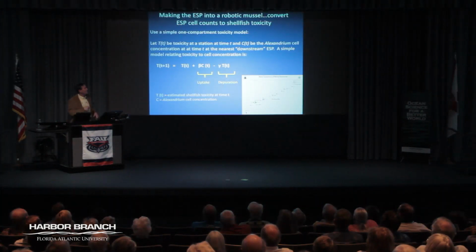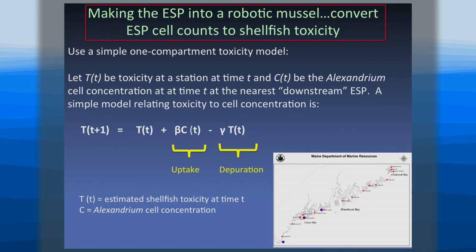So what we've done is developed something, and don't go bleary-eyed here. This is really very simple. What we've done is make the ESP into a robotic muscle. We're saying, okay, instead of counting cells, well, count your cells, but let's use those cell counts and convert them to shellfish toxicity as if that ESP were a muscle.